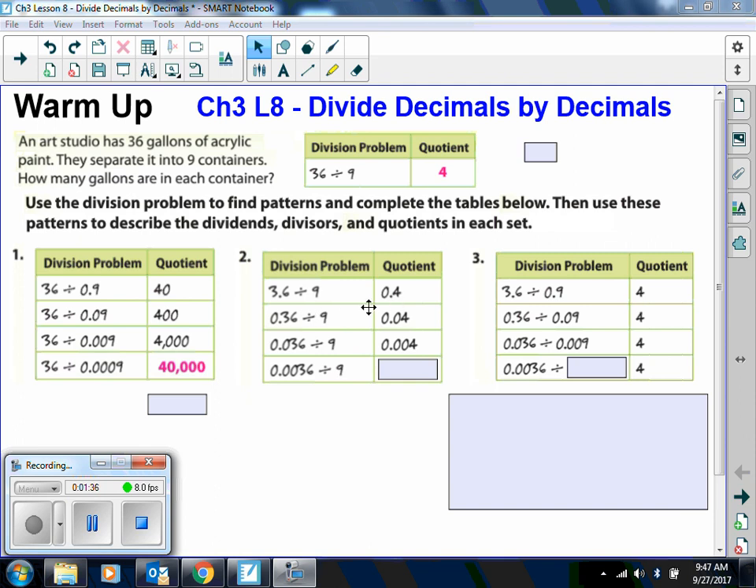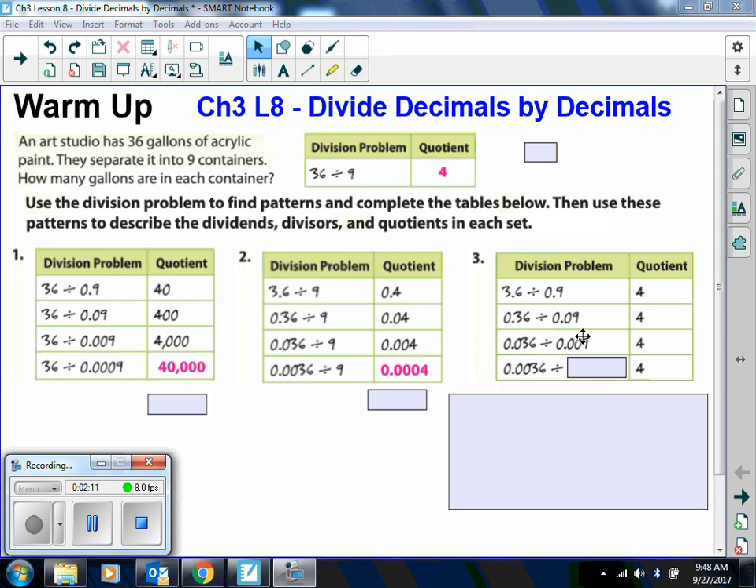For the second one, we have 3 and 6 tenths divided by 9. That's going to give me 4 tenths. If I move the decimal over to the left here and have 36 hundredths divided by 9, I have 4 hundredths. Moving the decimal again, that's 36 thousandths divided by 9, which gives me 4 thousandths. If we move the decimal again, 36 ten-thousandths divided by 9, what's that going to give me? 4 ten-thousandths. Very good.